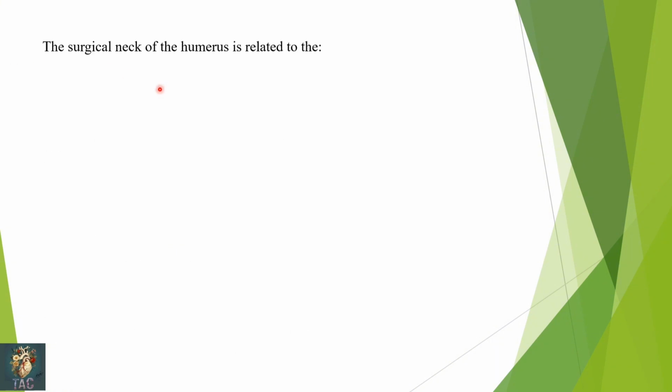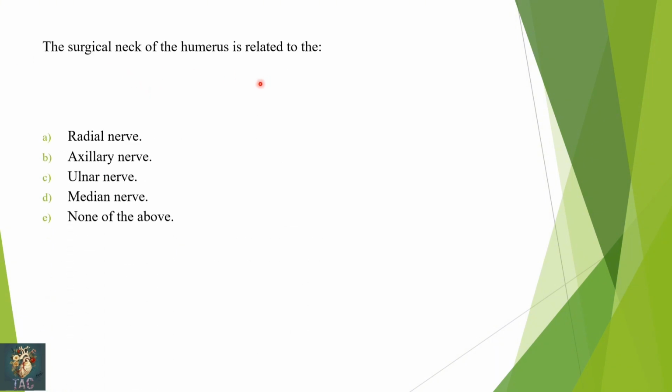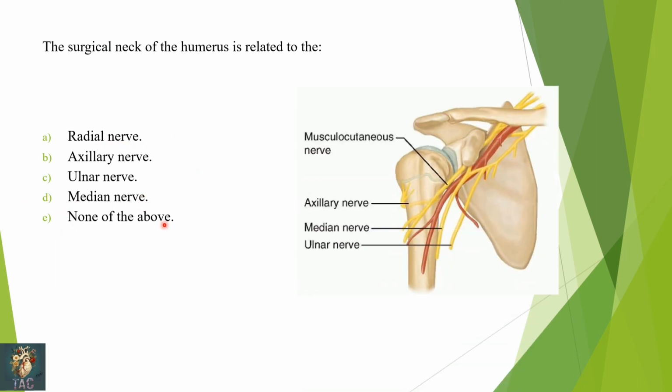Next is, surgical neck of the humerus is related to radial nerve, the axillary nerve, the ulnar nerve, median nerve and none of the above. So look at this diagram. This is the axillary nerve which is related to the surgical neck of the humerus, and this is the answer.